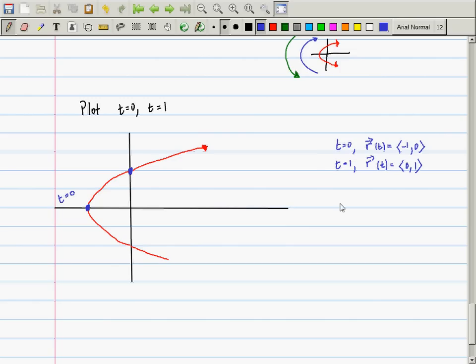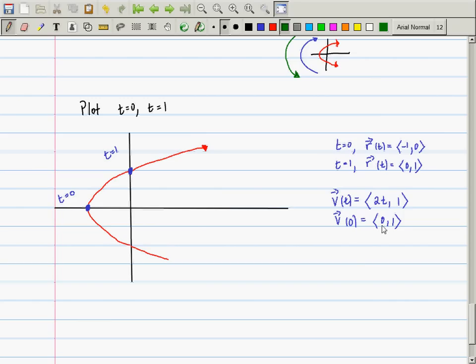Okay, so then now, let's also plot the velocity at those two positions. So then this is position t is 1. So the velocity, that is the derivative of position. So in the first coordinate, it will be what? 2t. And in the second coordinate, it will be 1. So then the velocity evaluated at t is 0 is what? 0, 1.